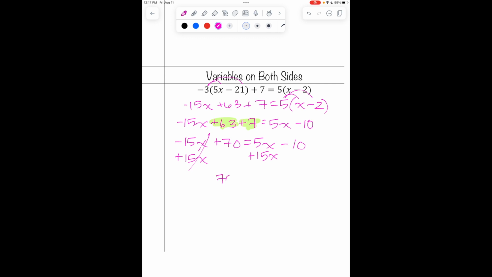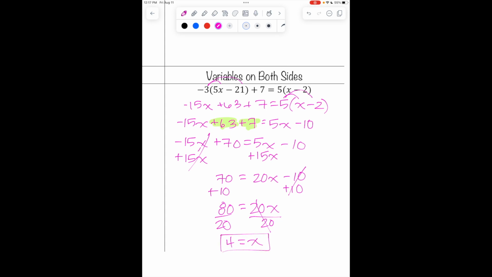So I have 70 equals 5x plus 15x is 20x. Minus 10, nothing happened there. Now, once I've done that, I've locked in how I'm going to finish solving this. So the way that I'm going to finish solving this is just add 10 to both sides because I have a 2-step equation now. 70 plus 10 is 80. Nothing happened to that 20x. Finally, divide both sides by 20, and I get 4 equals x.